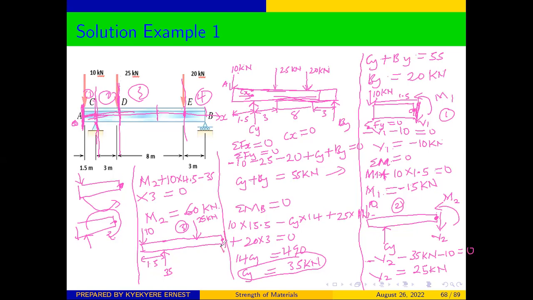So as usual, our shear force will be moving downwards. You can call it V3. And our bending moment will also be acting in that direction, which we can call M. Allow me to clean this section so that we can get space for our analysis.